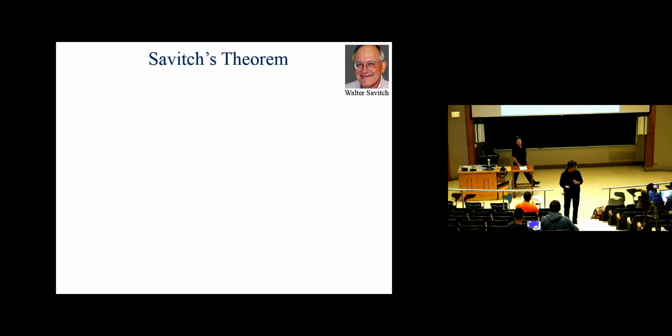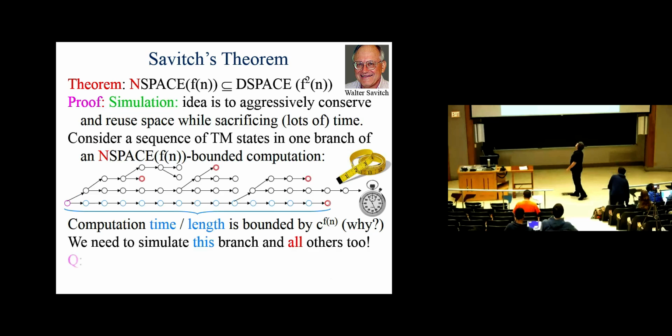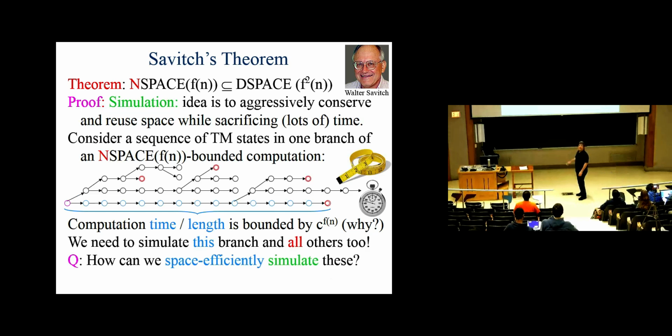Okay, last time we talked about Savitch's theorem. We mentioned that to get rid of non-determinism when you are space bounded in computation, it suffices to only square the space to get a deterministic version of the same computation.